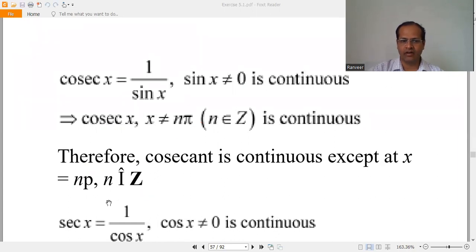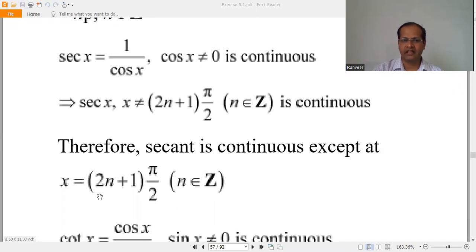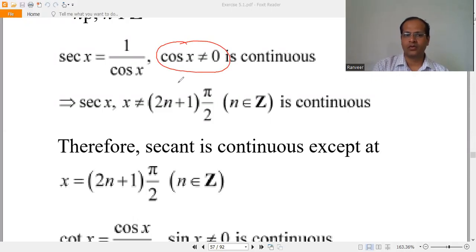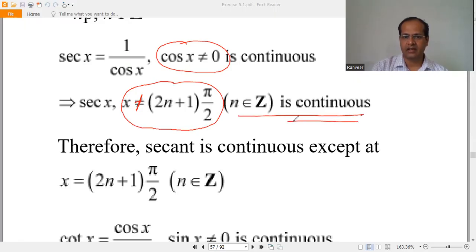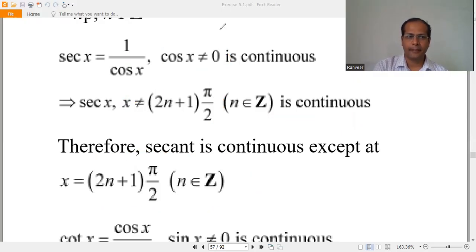And sec x is 1 by cos x. Suppose cos x equal to 0, then from trigonometry x equal to (2n plus 1) into pi by 2. So here it is not equal to 0, that means x is not equal to (2n plus 1) into pi by 2. This is the condition of continuity. So secant is continuous except at these particular points.